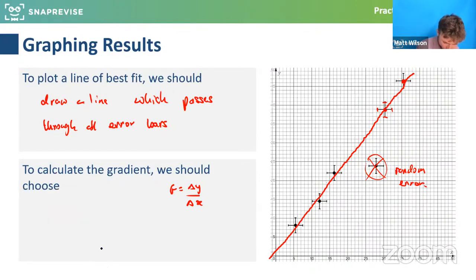So I'm going to propose a method now, and I want you to tell me what's wrong with it. I could calculate the gradient by choosing these two points on my line of best fit, calculating this change in y here, calculating this change in x here, and then saying the gradient is change in y over change in x. What is wrong with my method? It's certainly a way of calculating what seems to be the gradient of this line. But why is it a bit of a dodgy method? How could I improve my calculation?